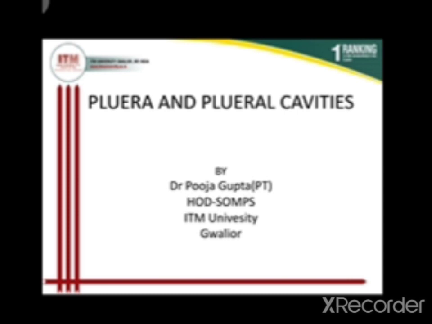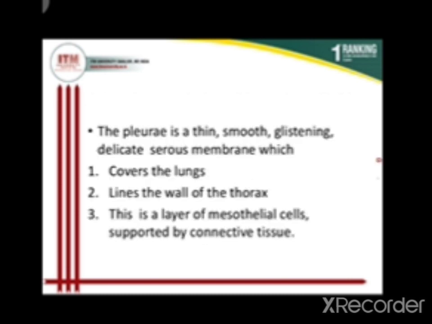Okay, now today our topic is pleura and pleural cavities. As we are dealing with the thorax region, we are done with the thoracic cage. Now we are going to explore more in pleura and pleural cavities. That is, what is pleura, what is pleural cavity, what are the various membranes, and what are the extensions of this pleura. So let's start with the pleura.